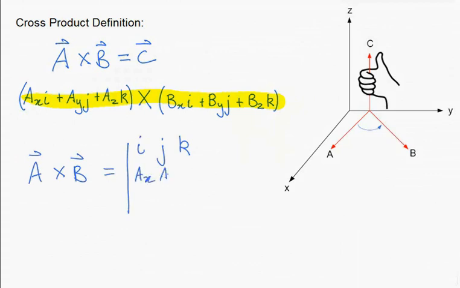AX, AY, AZ, BX, BY, BZ. The first thing I like to do when finding the determinant of a 3x3 matrix is to write plus, minus, plus along the top.